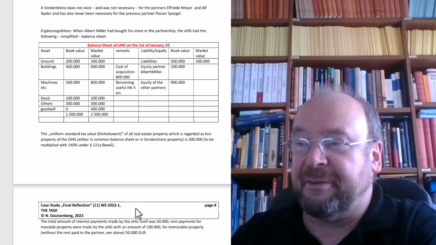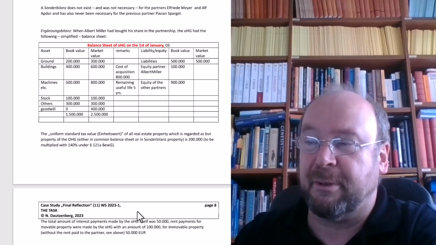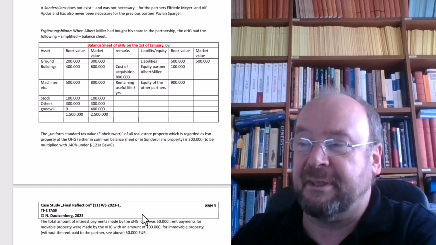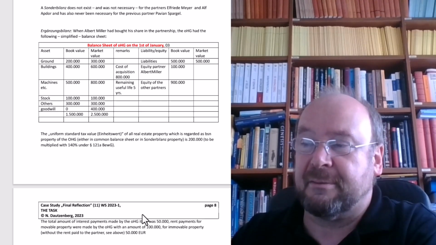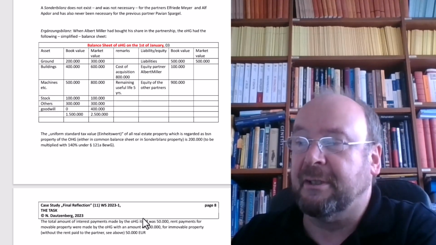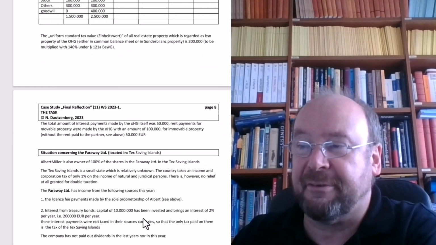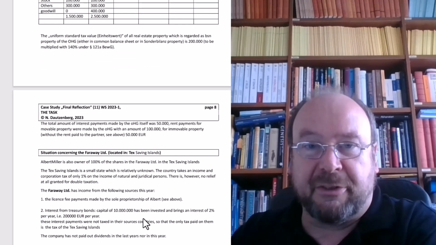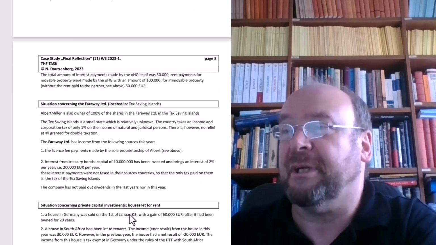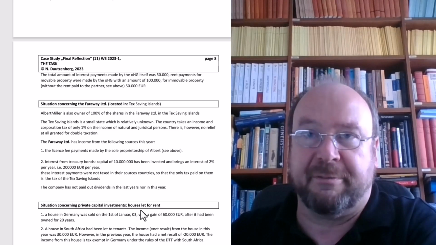The total amount of interest payments made by the OHG itself was 50,000. Rent payments for movable property were made by the OHG with an amount of 100,000, and immovable property rent payments, without the rent which was paid to our partner Albert, amounted to 50,000. So that was everything on the partnership. Now, just to make things nice, we have also something about a faraway limited company, which we already mentioned above, and some private investments.